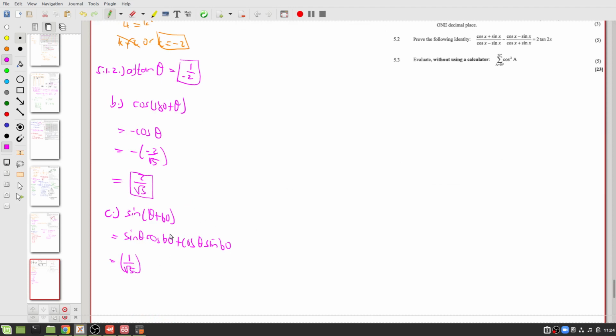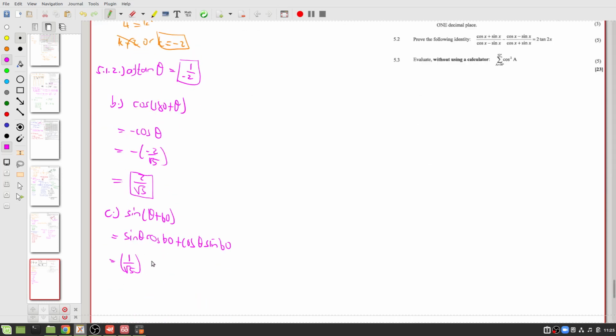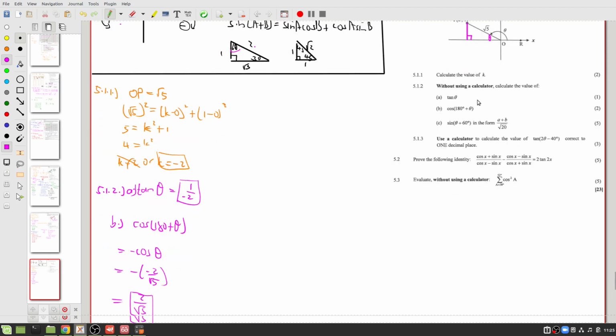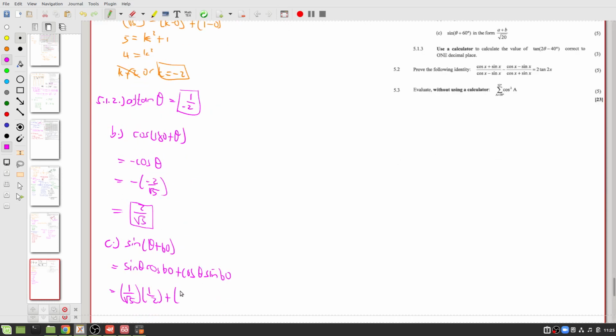Cos 60, how do we know what cos 60 is? Oh, we can use our special triangles. Here we've got angle 60. So cos of this angle is adjacent over hypotenuse, so that's 1 over 2. So times cos 60, which is 1 over 2, plus then cos theta, we can read it off here. Cos theta is -2 over root 5, adjacent over hypotenuse.